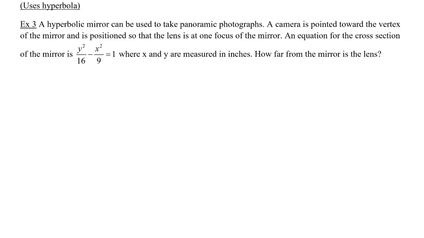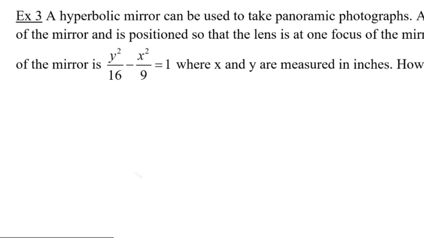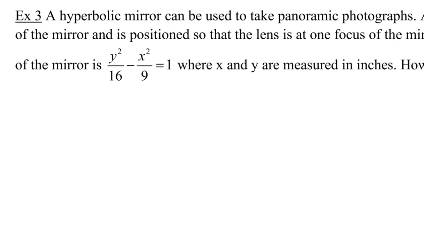That's a lot of words, so let's break this apart, and we'll start by analyzing and drawing our graph first. So let's take a look at our equation. We've got y squared over 16, so that means the a squared value is 16. If I square root 16, I know that's going to be 4. And then the b value is going to be the square root of 9, which is just 3.